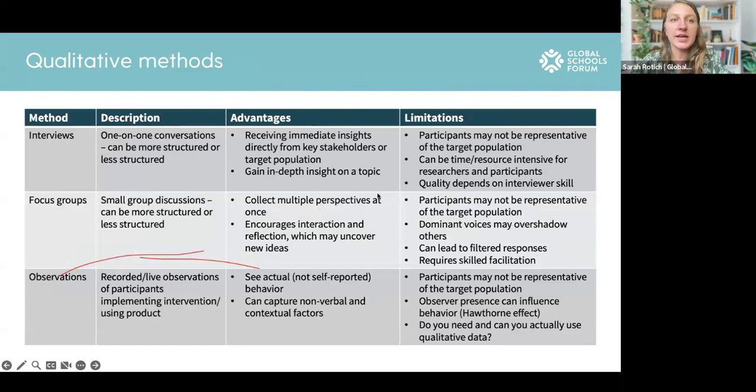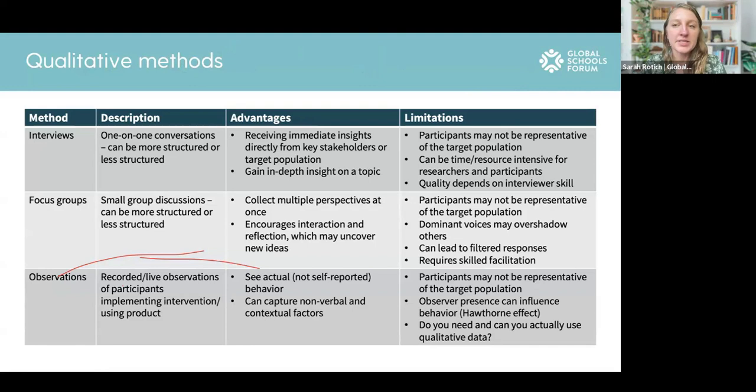Then focusing in on the specific methods, three broad categories are interviews, focus group discussions, and observations. Interviews are one-on-one conversations. They range from very structured, where you're going through a lot of questions, or less structured, where you have a few questions to start out with, but the conversation can really follow the person that you're interviewing. These are really great about giving you immediate insights directly from your key stakeholders or your target population.